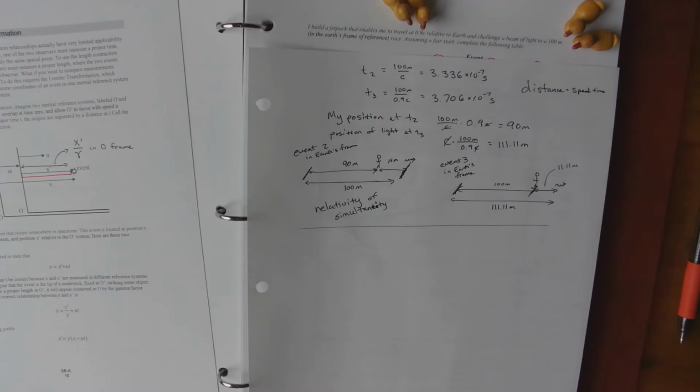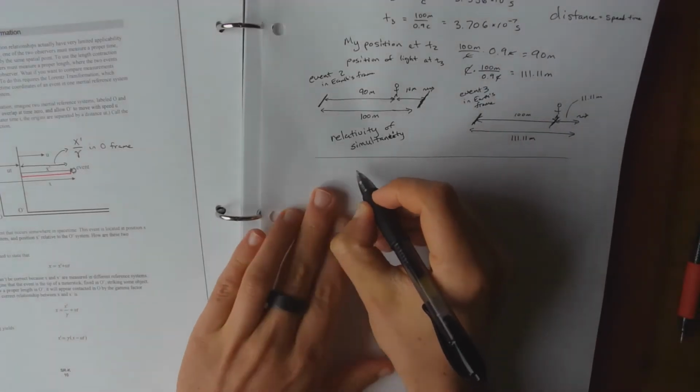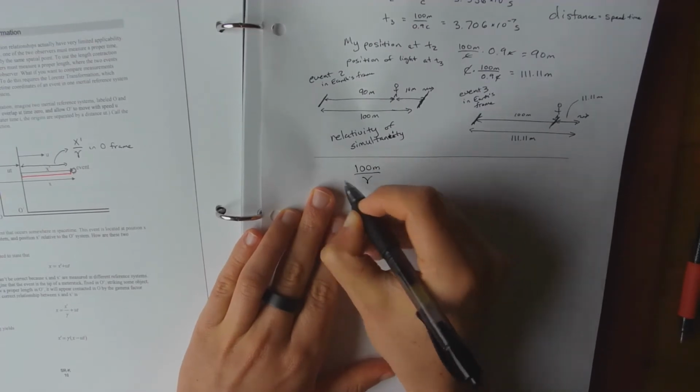Okay, so now we're going to look at the situation in my reference frame. So in my reference frame, we have a 100-meter long track. So that's the rest length of the track.